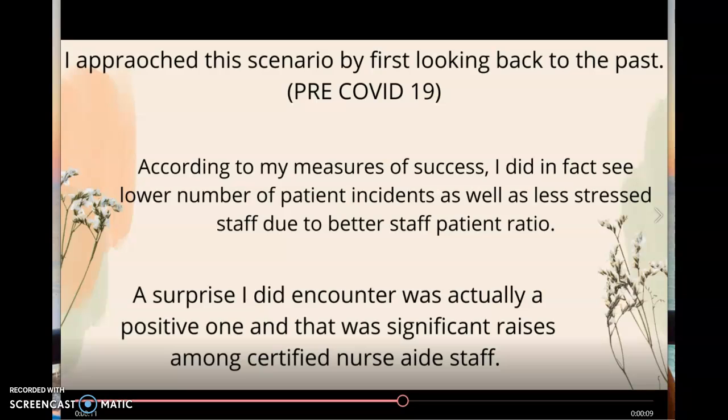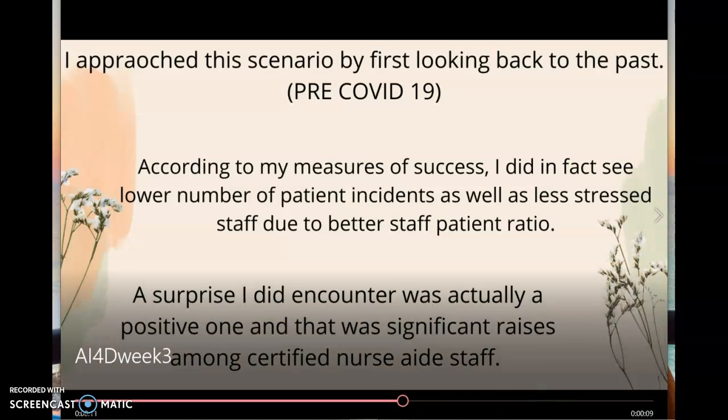A surprise I did encounter was actually a positive one, and that was a significant raise among certified nurse aide staff. I'm not sure what it's like where all of you are from, minimum wage and stuff like that. But here it was about 10 to maybe $12 an hour as a nurse aide, and it's really tough work. It's challenging, it's stressful, it's taxing on the body. So finally they did get raises here in our area of Texas, so that's really awesome.